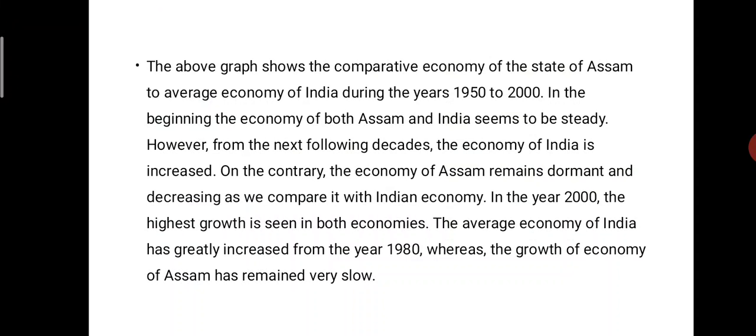See how the paragraph is written. It is a comparative study of the Indian economy and the economy of a state of India. So here we can understand how a general statement is used, again a statement of comparison and contrast is used, and the last sentence is about the particular result of the economy of Assam.